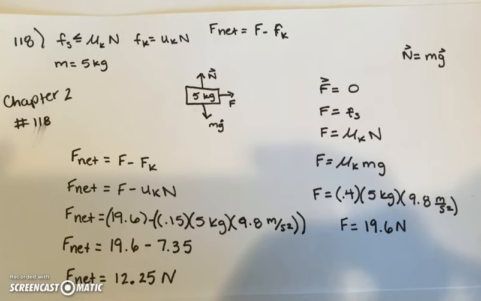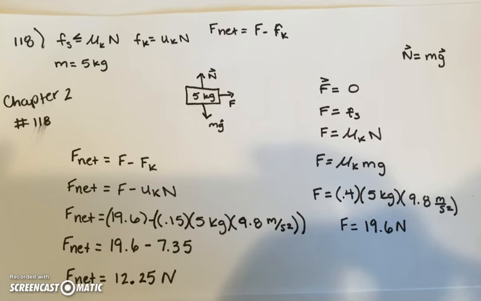This is a reassessment on the standard of forces, and the problem I chose is problem 118 of chapter 2 on page 73. The coefficient of static friction between a block and a horizontal floor is 0.40, while the coefficient of kinetic friction is 0.15. The mass of the block is 5 kilograms.